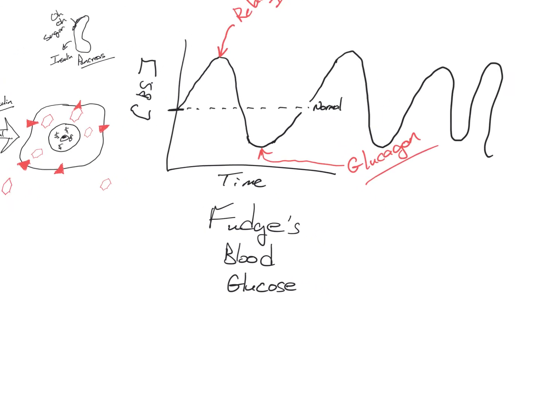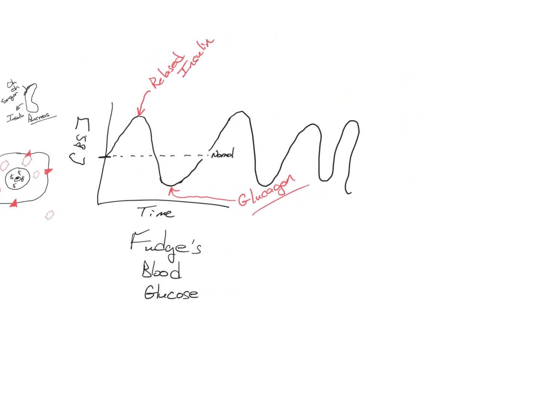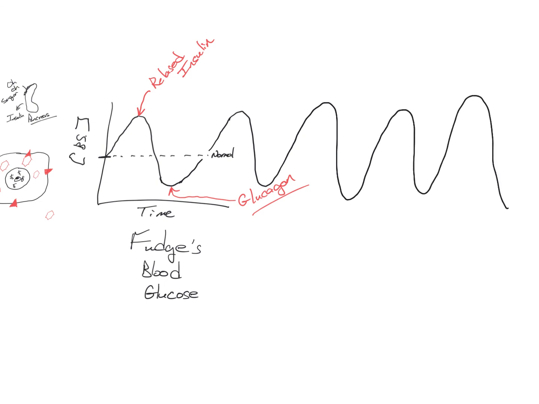So what happens if your pancreas doesn't give you any insulin? Then you're what we call a diabetic. If you're not getting any insulin at all, you're type 1 diabetic. Most type 1 diabetics are born that way. If you're resistant, if you don't have receptors for it, then you're type 2.